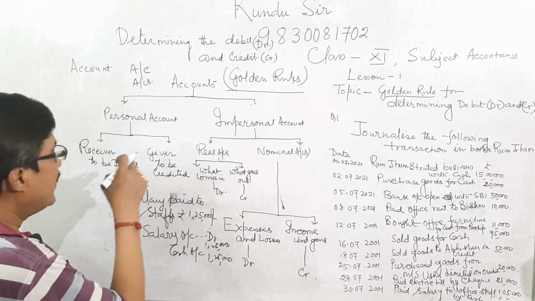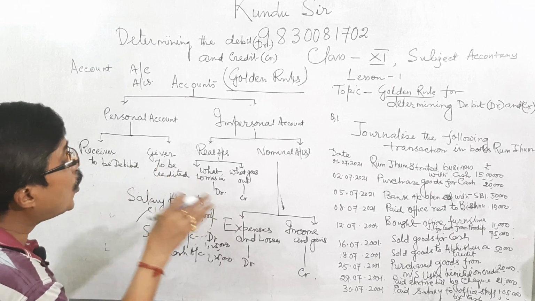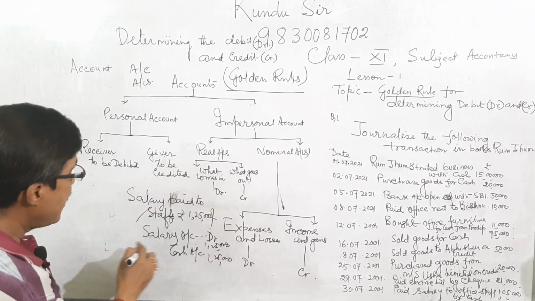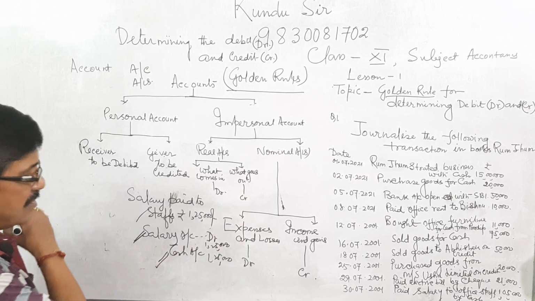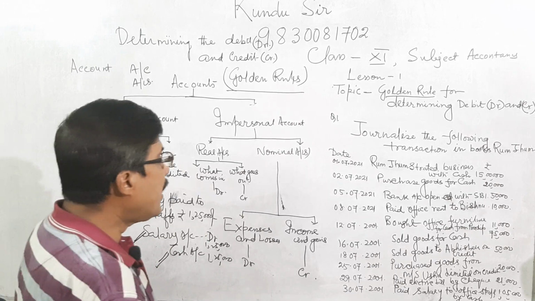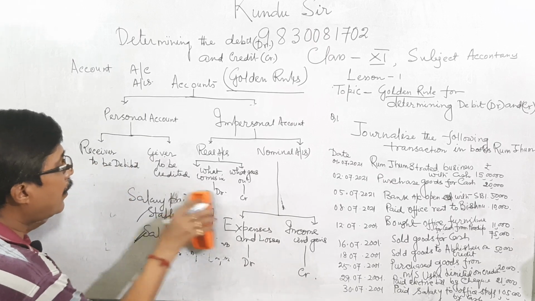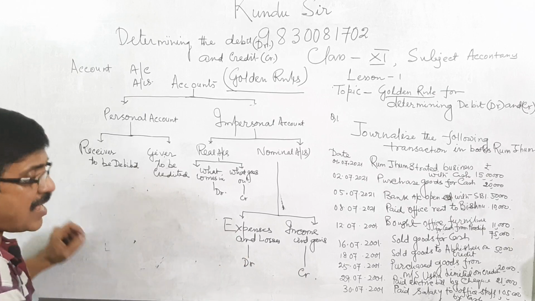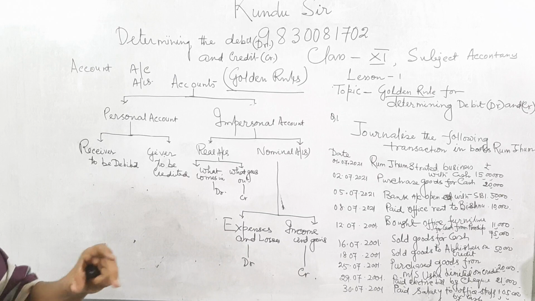Under the golden rule, the explanation is: nominal expense, that is salary, salary account debit, and cash goes out under the real account. So salary is debited to cash; salary is a nominal account and cash is a real account. Now I am giving another example: purchase of goods for cash for your office or your factory.